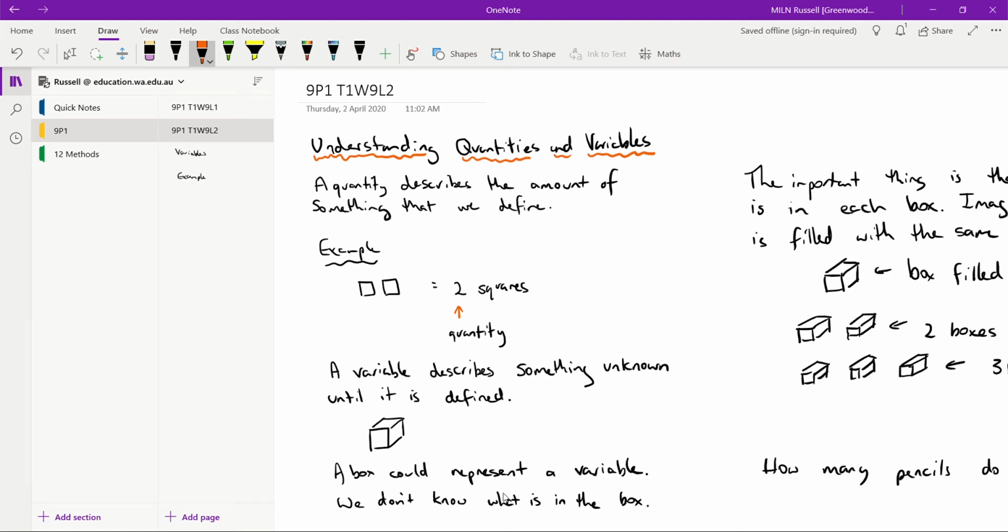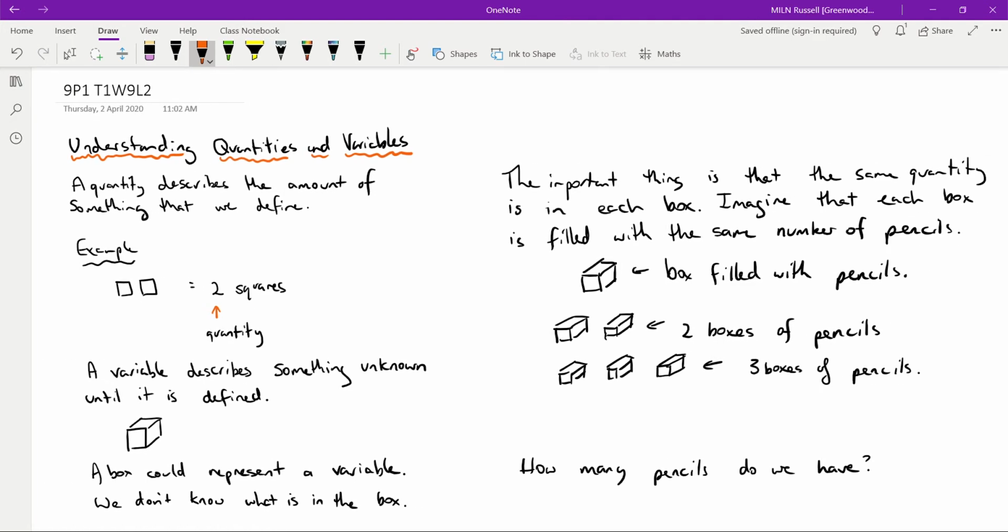Okay, so the next example relates to understanding what we do with these variables once we've started to work with them. And to understand a variable, we have to first understand what a quantity is. So let's start with that. A quantity describes an amount of something that we define.